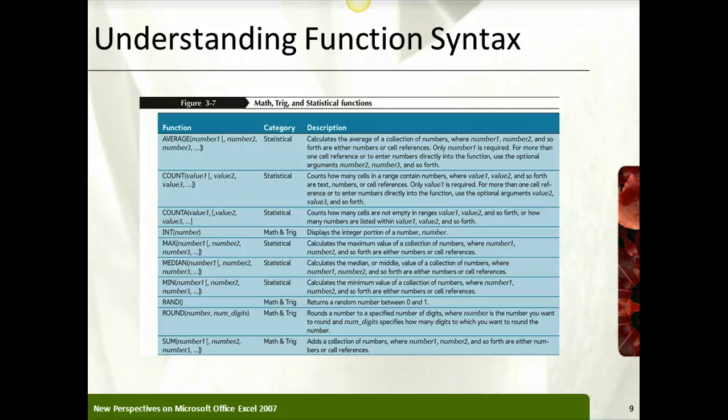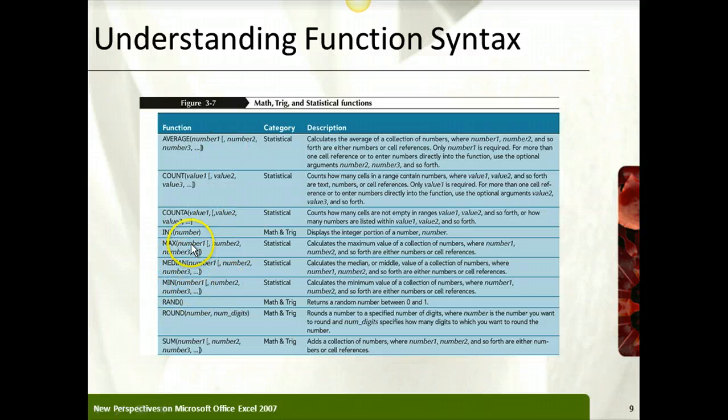So this slide goes through some of the trigonometry and statistical functions. One thing to note on all the functions: when it describes a function and how it's used, it'll have the name, left parenthesis, and then how many arguments are required. In this example, you'll notice it says number 1, and then in brackets it has number 2 and 3. Anything in brackets that's italicized is optional.